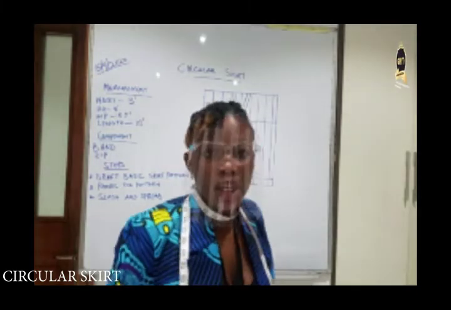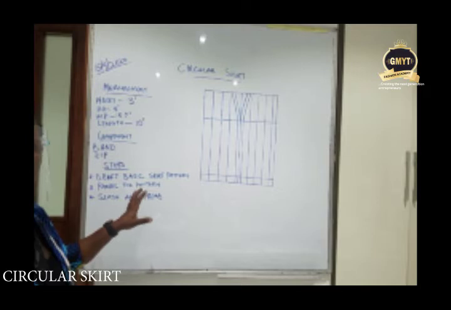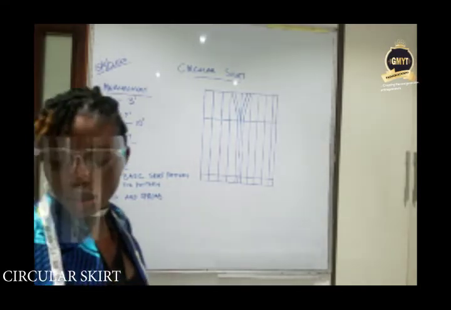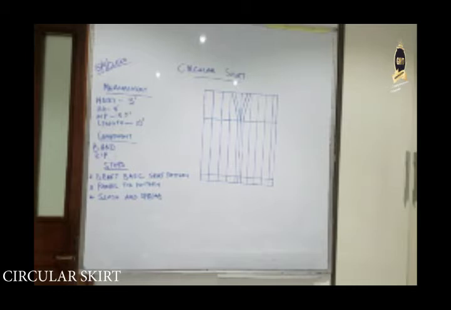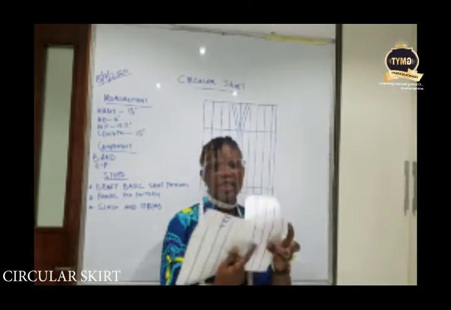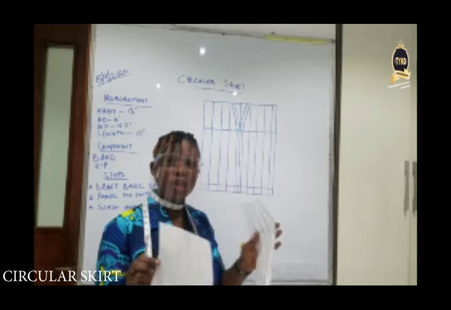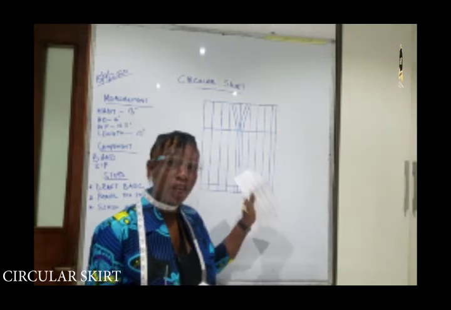So I'm done with my paneling, and the next step is slash and spread. For this one I'm going to bring out the pattern that I've already drafted. Okay, so I've done my slash lines on the pattern. I want to show you how to do your spreading on another paper.